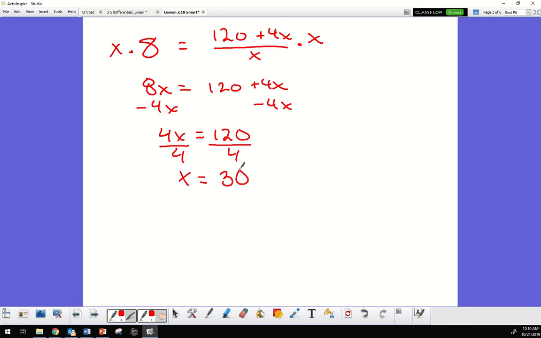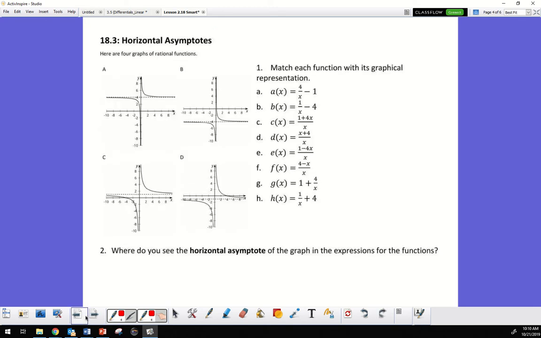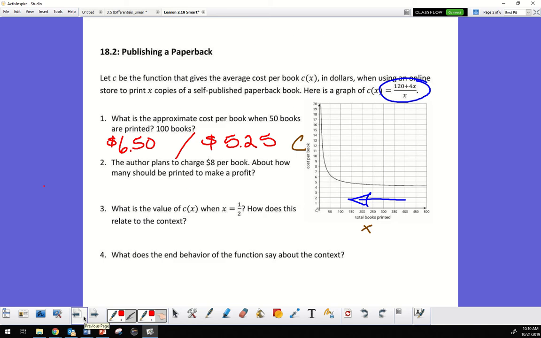30. But now, what does x represent? So this is 30 what? 30 books. So that's where you get $8, right? Oh, wrong way. So that's when you break even at $8 per book.